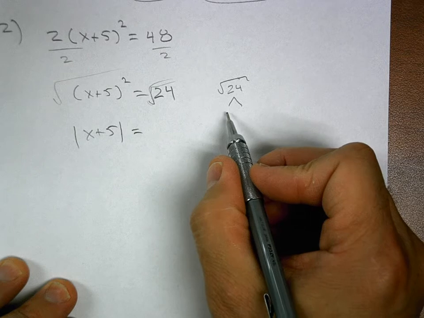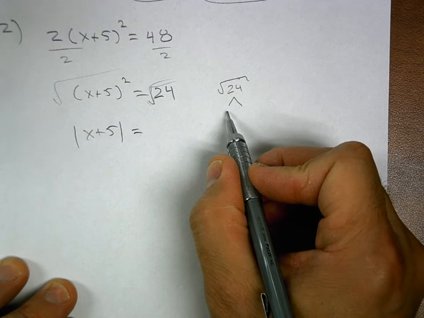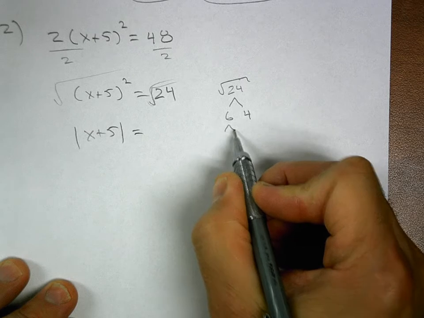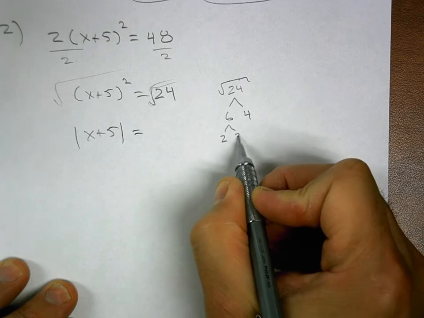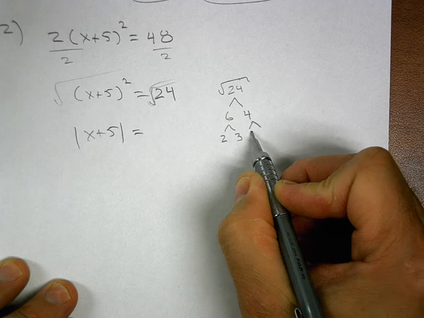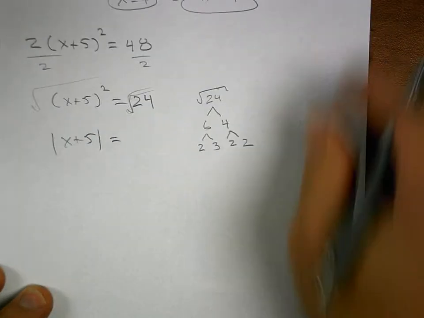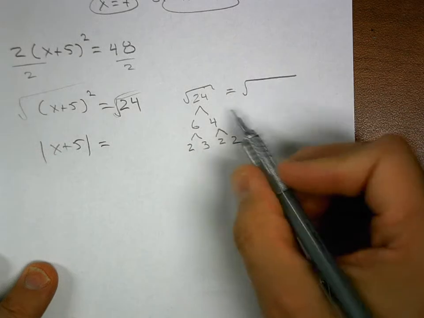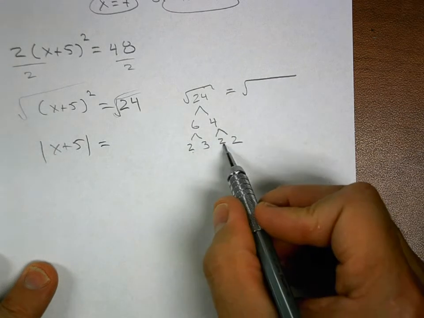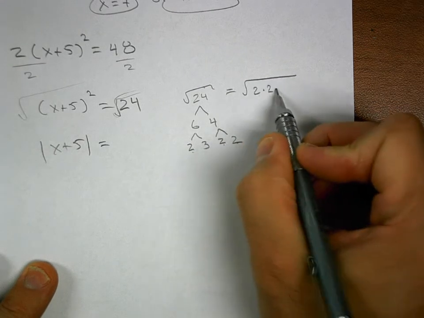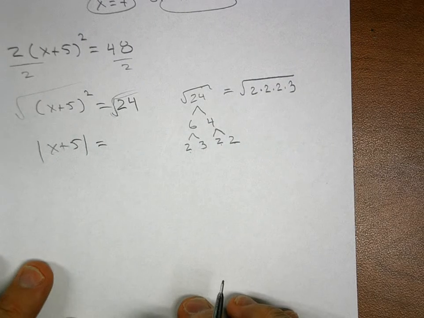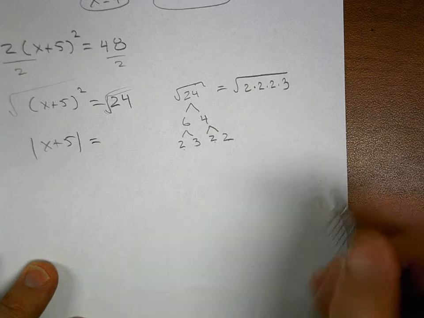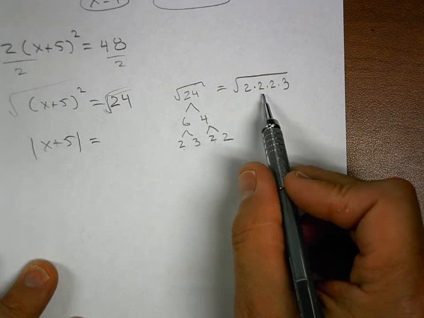So 24, what times what's 24? Okay, 6 times 4. What times what is 6? 2 times 3. What about 4? That's 2 times 2. So this works on all types. So this could be square root of 2 times 2 times 2 times 3, right? So showing it probably the way you learned it. And so that's 24. But now what do we do?